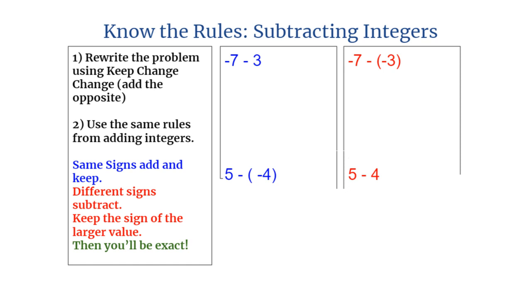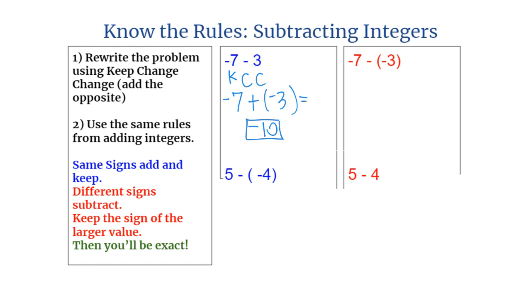The first example we see is -7 minus 3. What we're going to do is add the opposite or keep, change, change. So I'm going to keep the -7, change subtraction to addition, and then change 3 to -3. After showing keep, change, change, then you can solve using the same rules we learned yesterday. Same signs, -7 and -3 mean to add and keep the same sign, so I get -10.